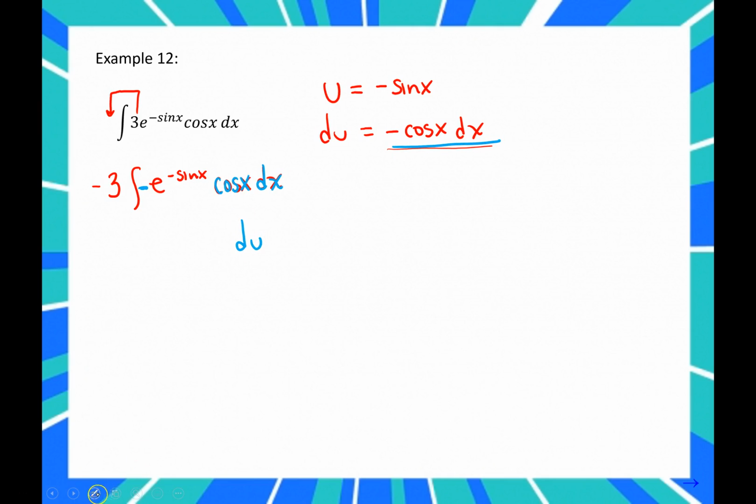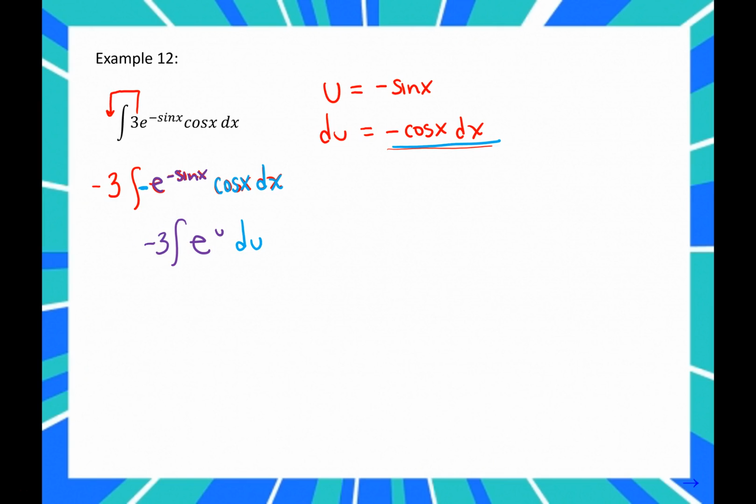Now this next thing here is going to be e to the negative sine x. Well, remember, we let negative sine x be our u, so this is going to be e to the u. Now, if you're saying, hey, Miss Sorensen, where'd that negative go? Remember, that negative was attached to the cosine x dx to get that match here. All right, and don't forget to write your integral symbol with that negative 3 out in front.